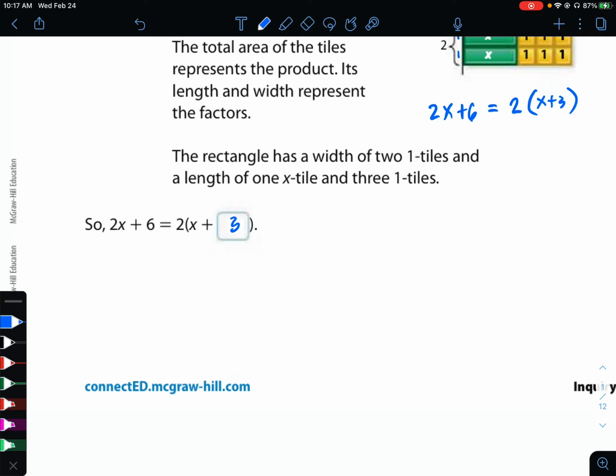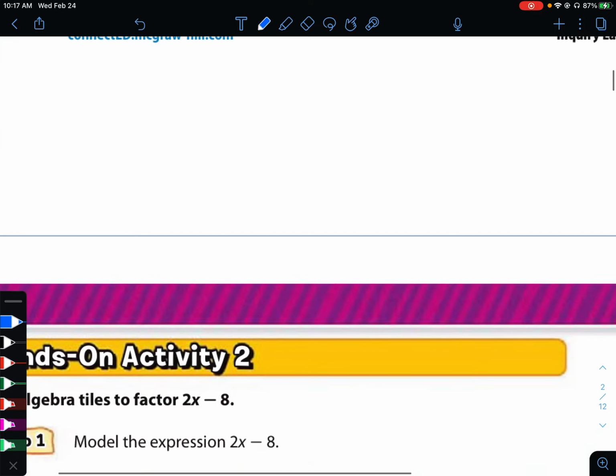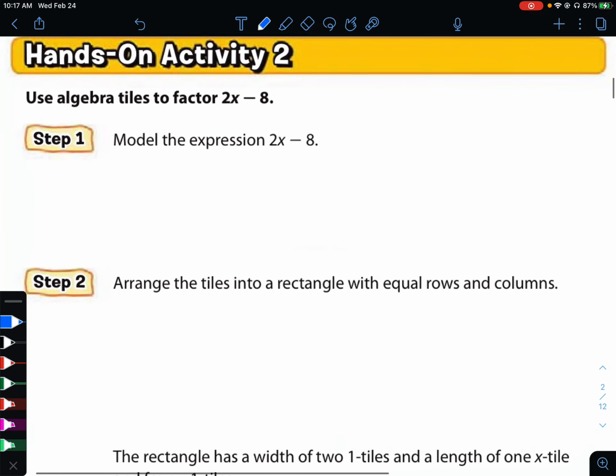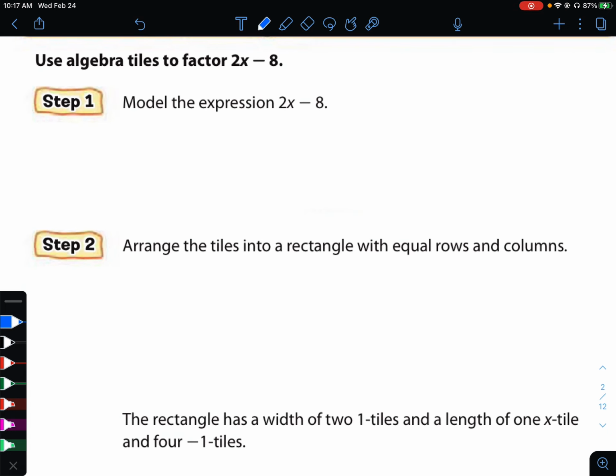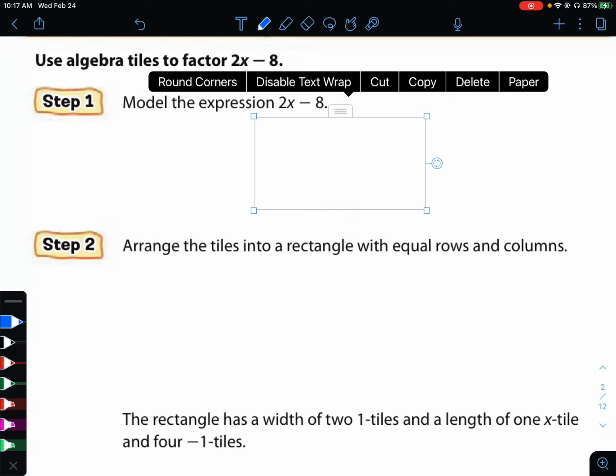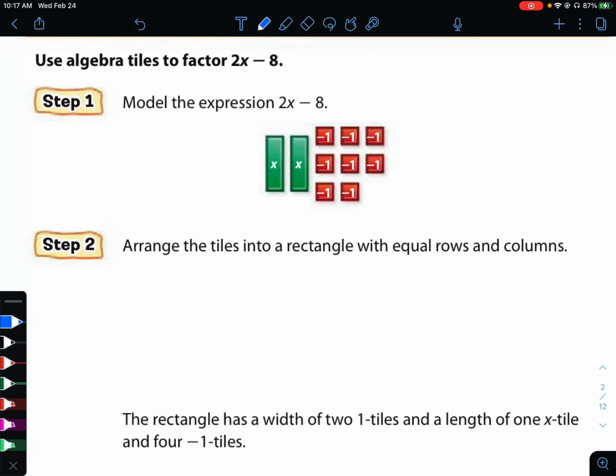So I just got that number from the example that we just did. Okay? Let's do one more hands-on. Well, not really hands-on, but look at another example here. Use algebra tiles to model 2x minus 8. Again, you have 2x tiles and 8 negative unit tiles. So again, if it's negative, this is how it's going to look.